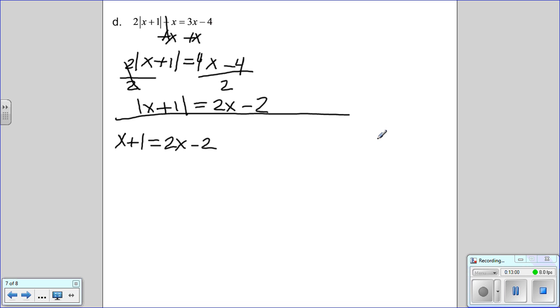Case 2 is the negative case. X plus 1 stays the same. You need to reverse the right side of the equation. So it becomes -2x plus 2. I reverse both of these terms here.